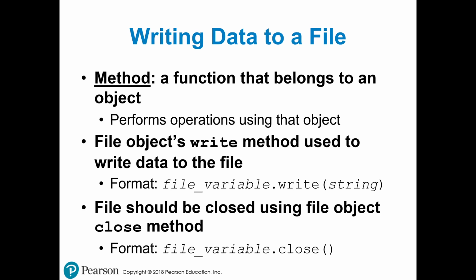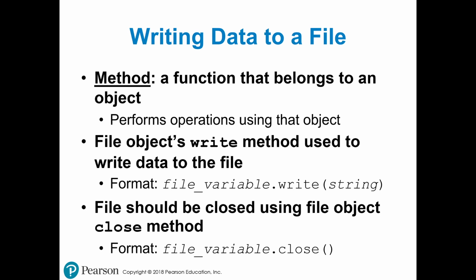So a file object is an object. It's actually a class. It's an object, and so it has methods that we need to call to do things to that file. The one we're going to look at to start with is the write method. We have a write method that's used to write data to the file.